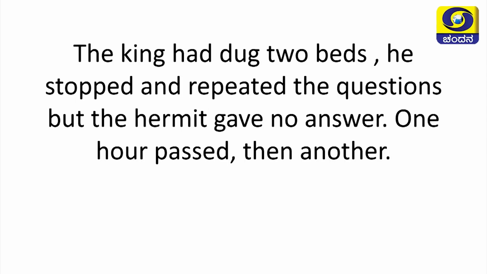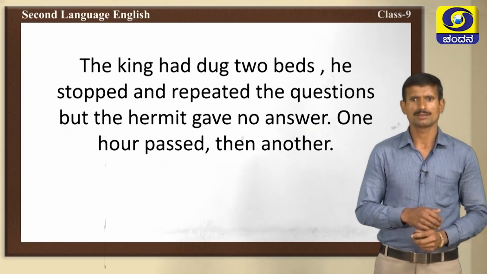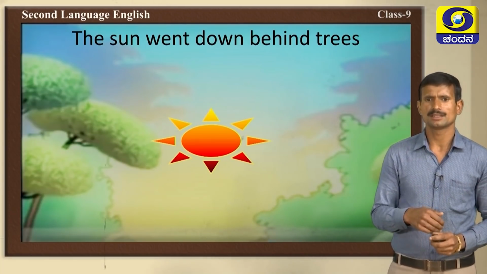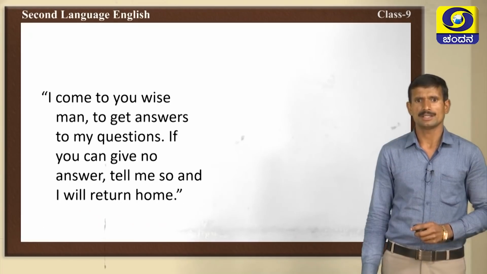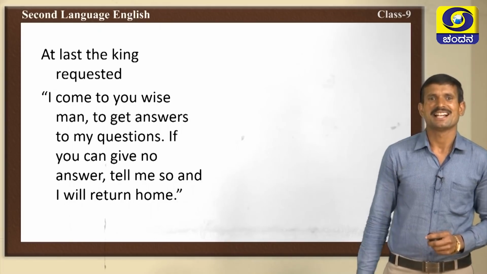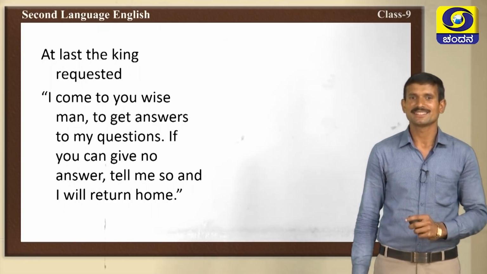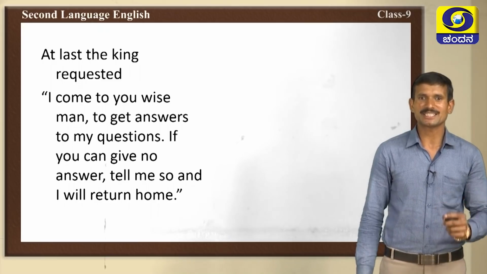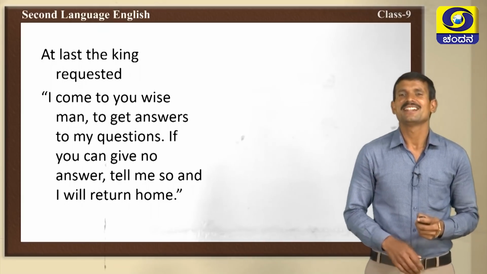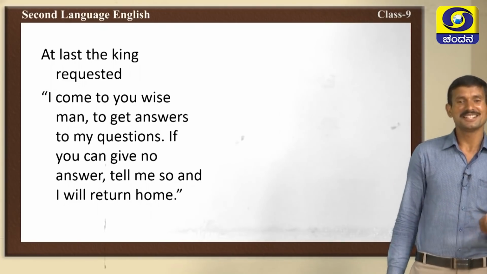One hour passed, then another. The king was waiting to get the answers. What would happen? Yes, the sun went down behind the trees. It was getting dark. Yes, at last the king stuck the spade in the ground and said, I come to you, wise man, to get answers to my questions. If you can give no answer, tell me so. I will return home. Please give me answers to my questions.